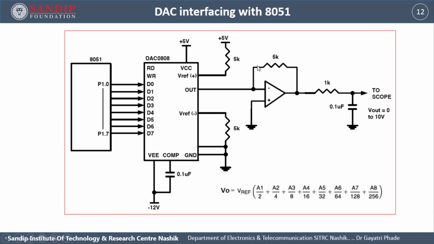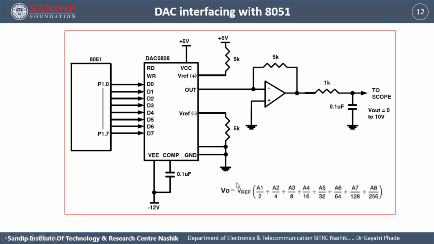We have to convert it into voltage by means of this amplifier circuit, which converts current to voltage. So this is the current to voltage circuit, and then we will get the output voltage, which will be displayed on the scope. The rest of the pins we have already discussed. This is the V reference, VCC, RD, WR; these pins we do not require. Now we require only the D0 to D7 pins and the output signal, and this V reference. V reference minus we have grounded, and V reference plus we have connected to 5 volt.